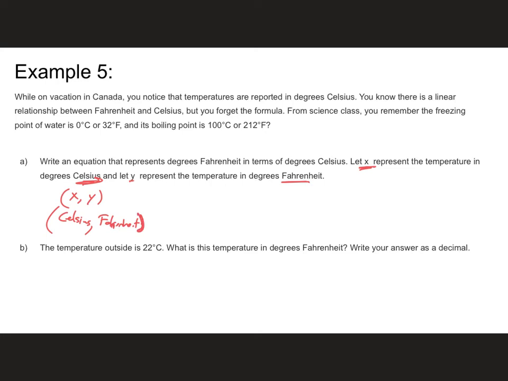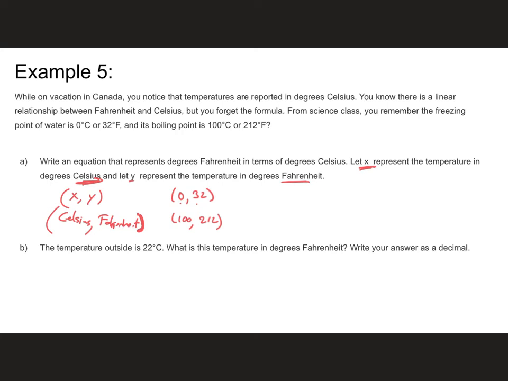Okay, so when I write out these coordinate pairs that I'm going to use to try to find the equation, I'm going to write them in this form. 0, 32 for the 0 degrees Celsius and the 32 degrees Fahrenheit, and then 100, which is in Celsius, and 212, which is in Fahrenheit. And I'm going to go from there by calculating first the slope, and then figure out what the y-intercept is. Okay, so first the slope.